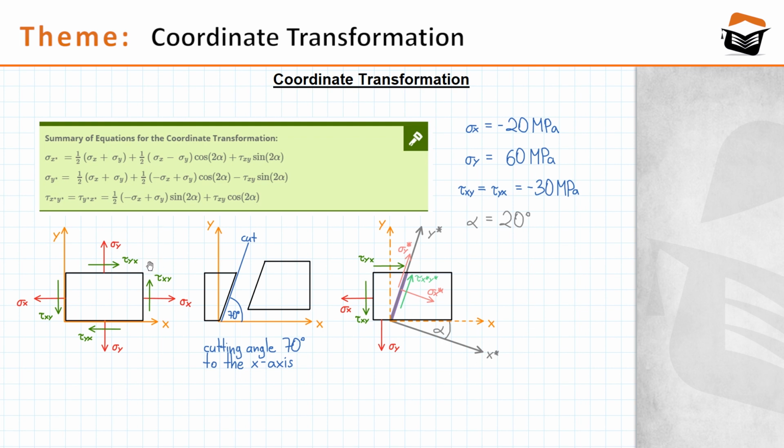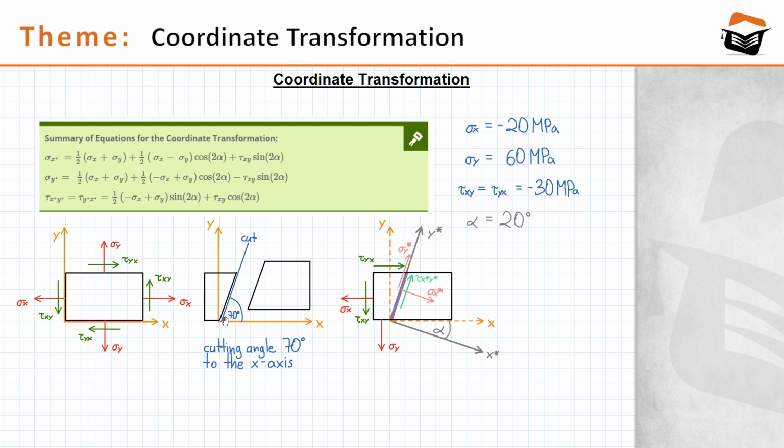Let's suppose you have a plain piece of metal or a plain piece of wood that is subjected to various stresses, such as normal stress in x direction, normal stress in y direction, as well as shear stresses. The magnitudes of shear stresses are identical as per the equilibrium conditions for force and moments.